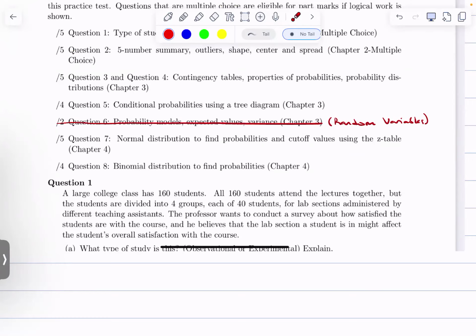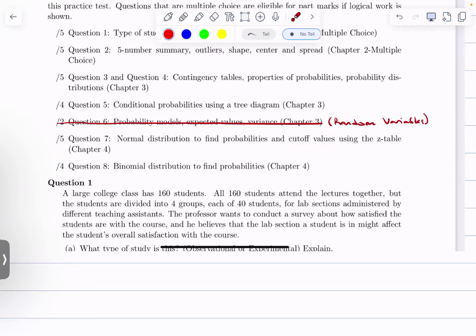There is always a bonus question, but it's a bonus. And it won't be the random variable. Again, not out to get you. It'll be something that we talked about in class, something that you know. Then another 5 marks, normal distribution question, where you either have to find the probabilities or find the cutoff values.